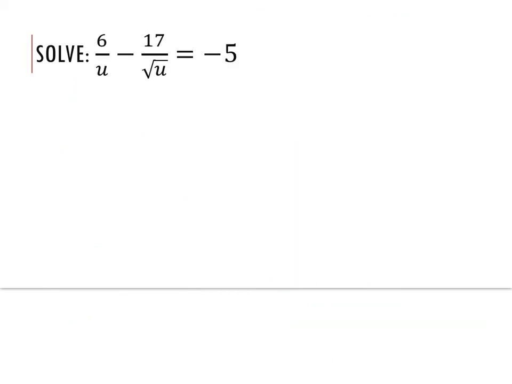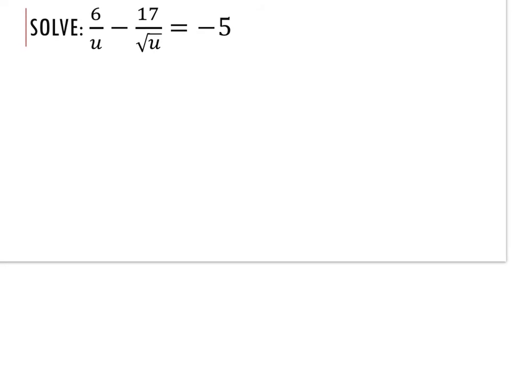Here's my last example for you. Solving 6/u minus 17 all over the square root of u is equal to -5. Again, which one of these things looks the yuckiest? That's what you're going to let z equal. Well, this whole thing looks gross, and I would really like to get rid of it. So what I'm going to do is have z equal 1 all over the square root of u. I want to get rid of it, which means z squared is going to equal 1 all over u.